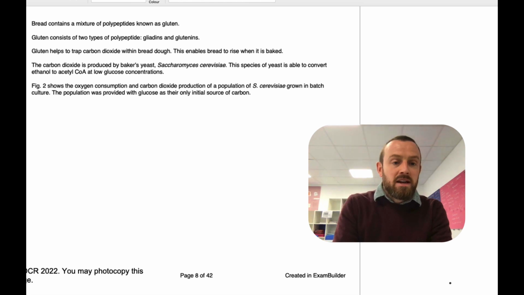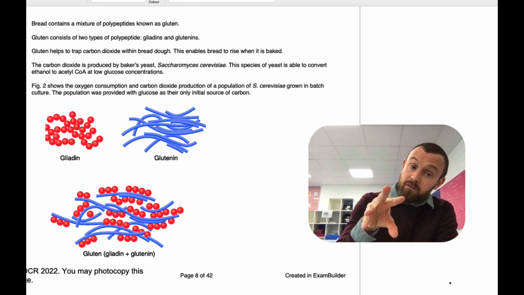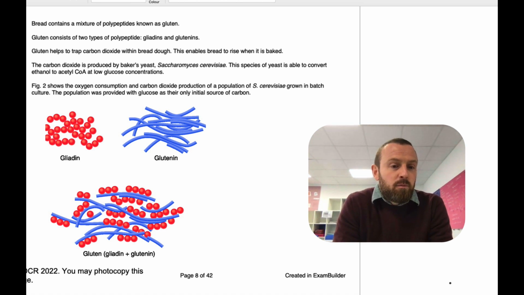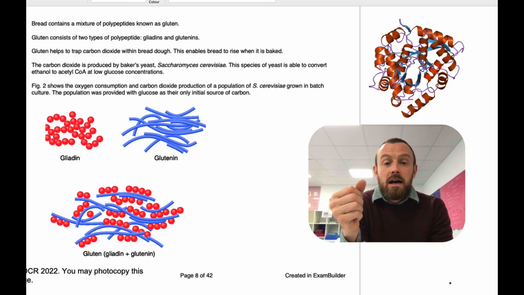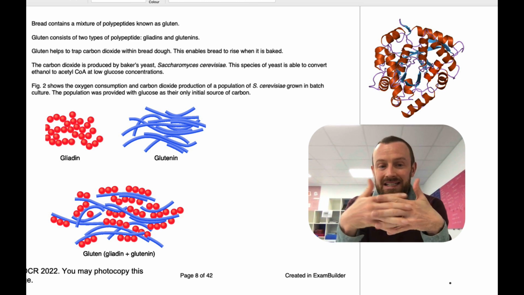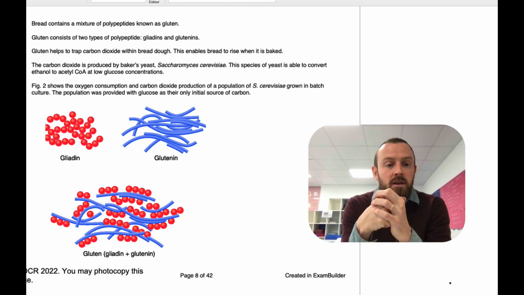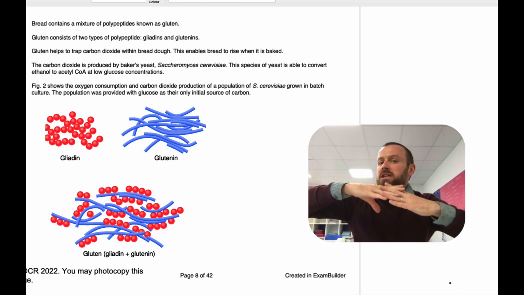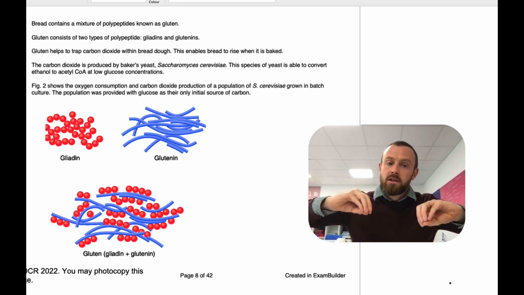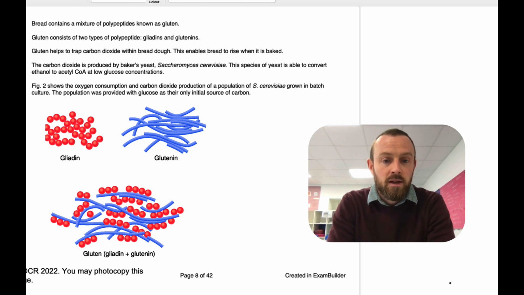So the question says, bread contains a mixture of polypeptides known as gluten. Now, here's a little extra image just to illustrate that for you. Gluten consists of 2 types of polypeptide, gliadins and glutenins. So here's the structure of the gliadin, just to remind you a little bit about protein structure. And the glutenins and the gliadins combine together in a mesh to make gluten. So here's that picture. Gluten helps to trap the carbon dioxide within the bread dough because it's like a stretchy network, and that means the bubbles of carbon dioxide produced by the yeast get trapped and help the dough to rise. Just a little bit of baking science for you.